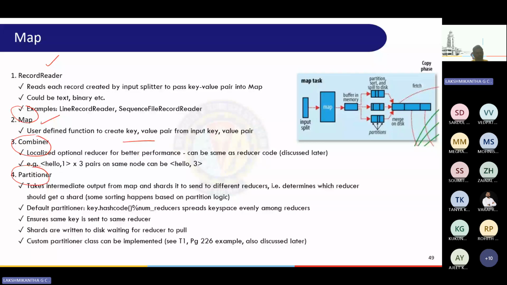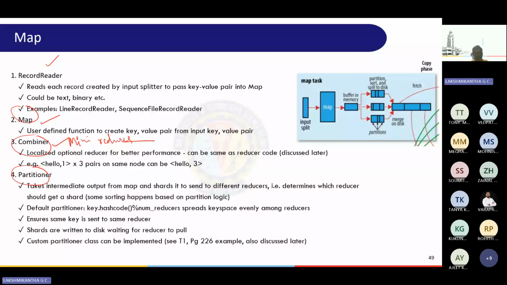After the mapper phase, there is an optional but very useful step called the combiner. Okay, I will explain combiner later. Combiner is also very, very important. This is like your mini reducer. It runs on the same node as the mapper, so it aggregates the values locally before sending them over the network.